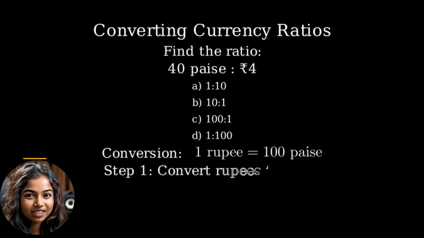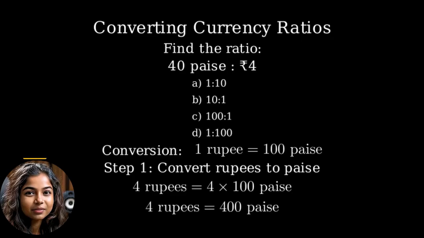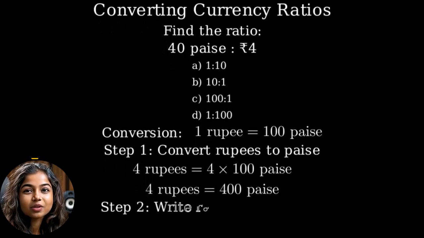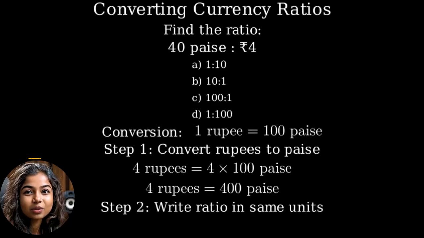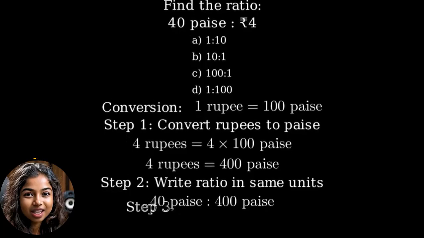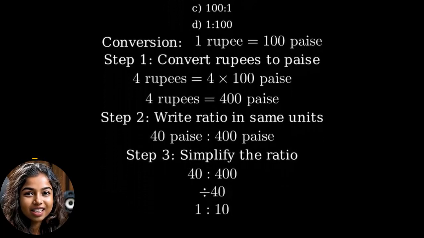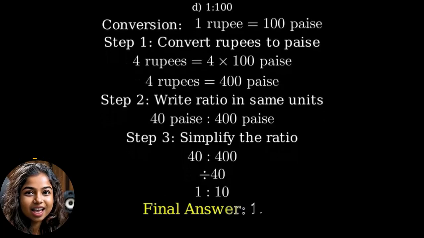Step 1, let's convert 4 rupees to pays. If 1 rupee equals 100 pays, then 4 rupees equals 400 pays. Step 2, now we can write our ratio using the same units. We're comparing 40 pays to 400 pays. Step 3, simplify the ratio. We can divide both numbers by their greatest common factor, which is 40. Therefore, the ratio of 40 pays to 4 rupees simplifies to 1:10. Looking at our options, this corresponds to option A.